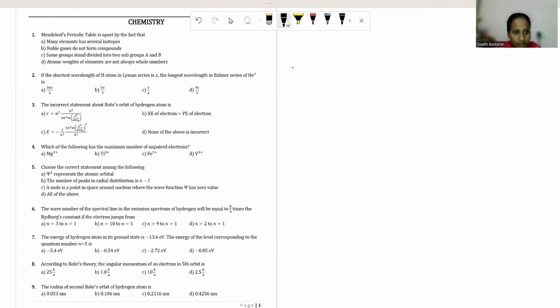See, basically, whenever we are talking about Lyman series and Balmer series, we all know that this is related to line spectra of hydrogen atom, right? So if we are talking about line spectra of hydrogen atom, we have the expression where wave number mu bar is equal to RH, Rydberg constant, Z square, into 1 by N1 square minus 1 by N2 square. So this is the general formula by which we will be expressing line spectrum of hydrogen.